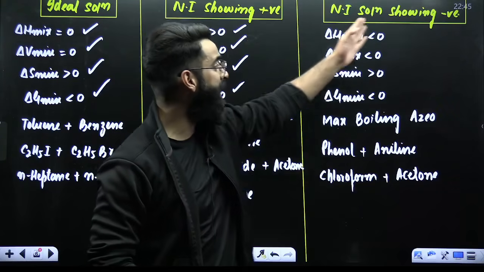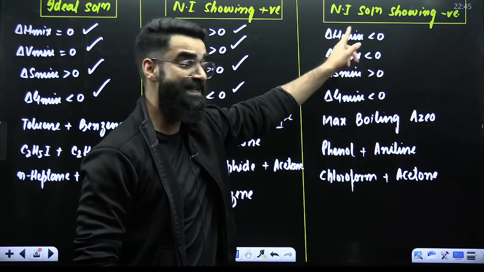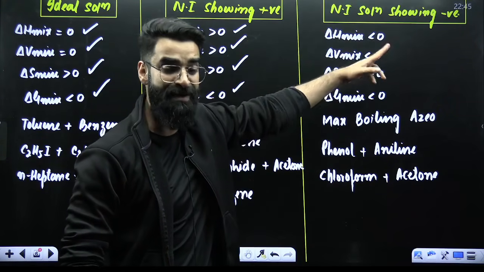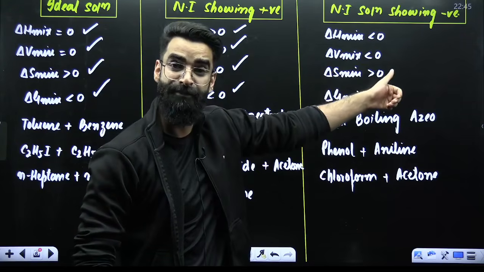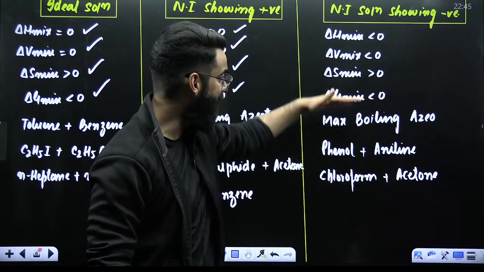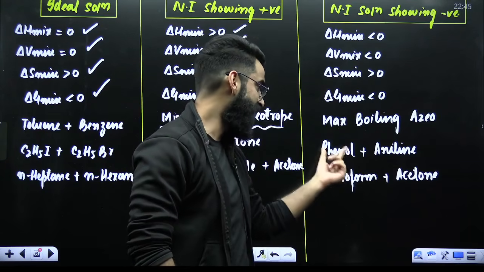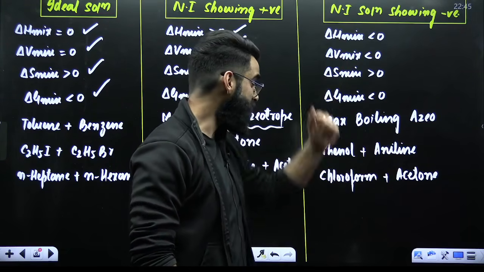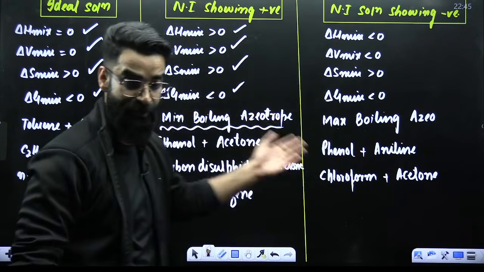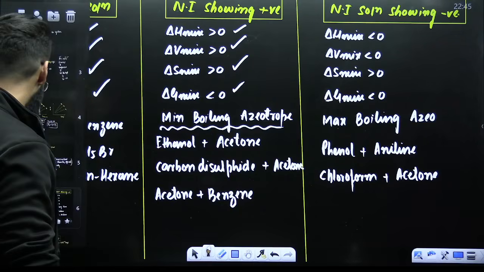And when I talk about non-ideal solution showing negative deviation, delta H mixing is negative. Similarly, delta V mixing will be negative. Delta S mixing is positive. Delta G mixing is negative. And they form maximum boiling azeotropes. And my dear students, these are its examples as well. Phenol and aniline, they make this kind of solution. Chloroform and acetone, even they make this kind of solution, right?